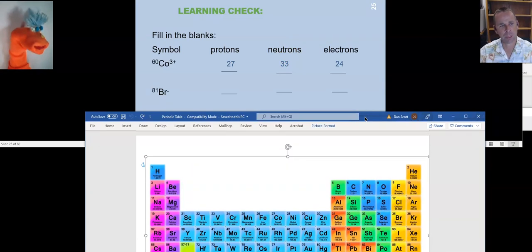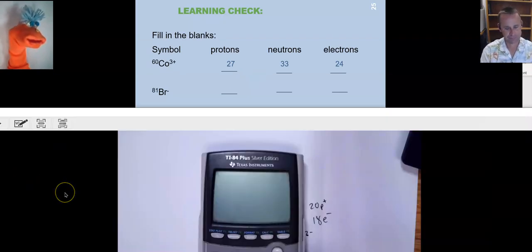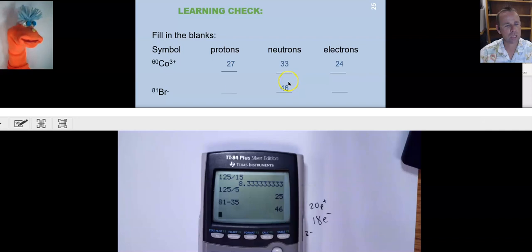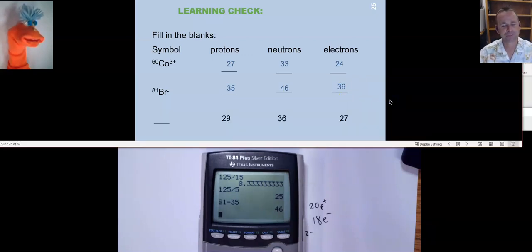All right, how about this species over here? Bromine, where's it at on the periodic table? There it is, 35. So 35 protons. So how many neutrons? 81 minus the 35, right? Yeah. Very good. So I have 46 neutrons and 35 protons. Now, what about electrons? Wait, no, it has a negative charge on it. So one more than 35. That's right. 36 electrons. Very good.